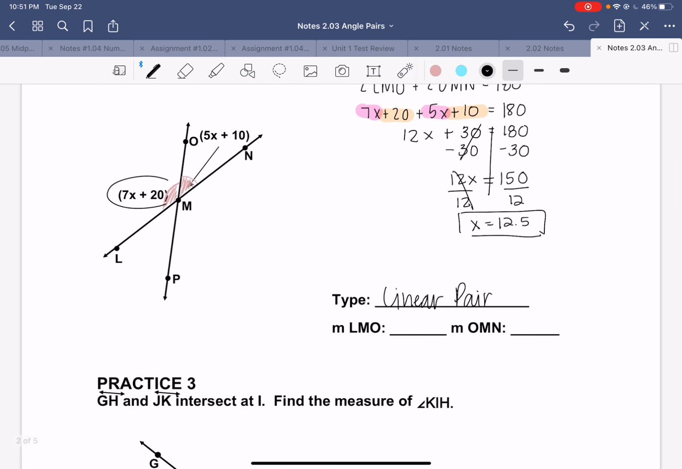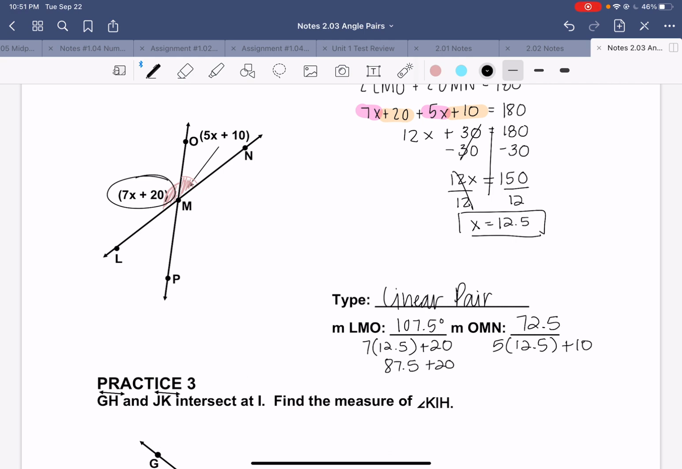Okay, so it wants this angle right here first. So we're going to do 7 times 12.5 plus 20. So 7 times 12.5 should get you 87.5. And plus 20 should get you 107.5 degrees. OMN is 5x plus 10. So 5 times 12.5 plus 10. So 12.5 times 5 is 62.5. So add 10.